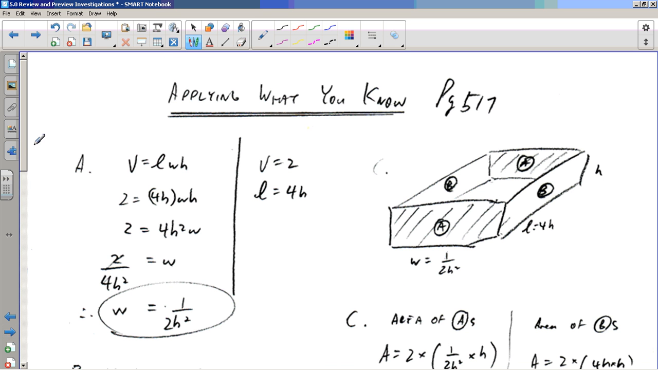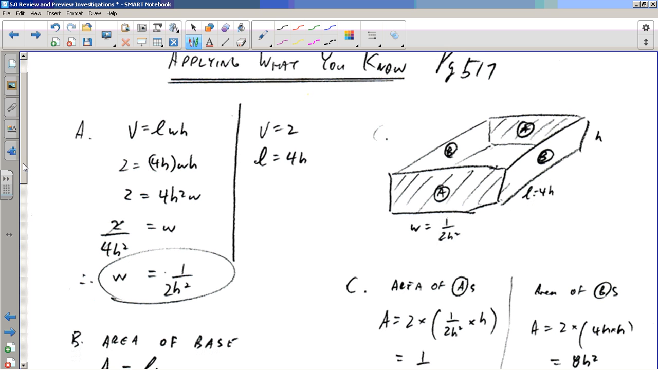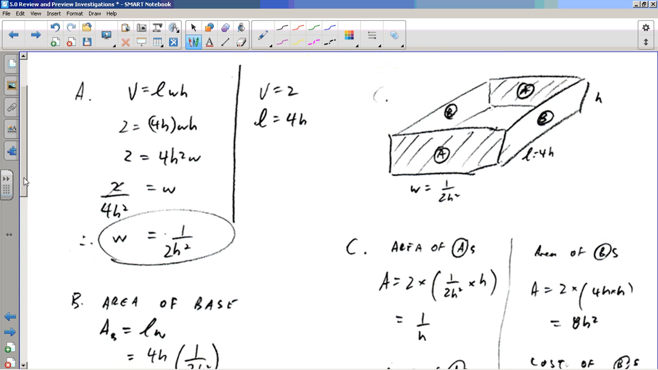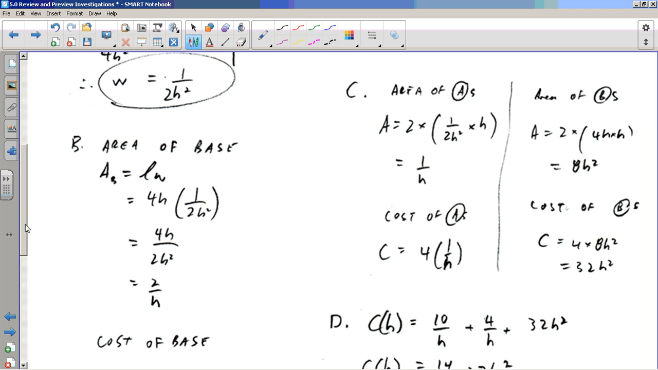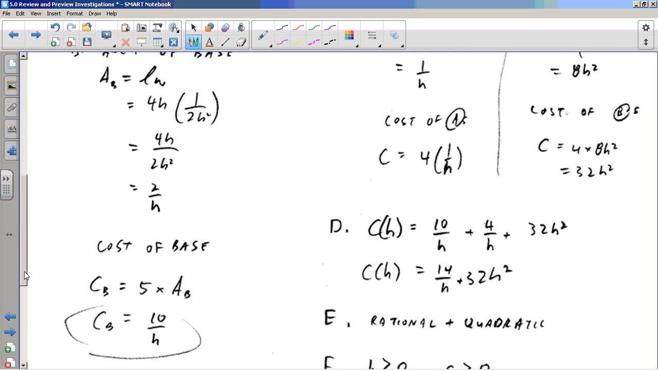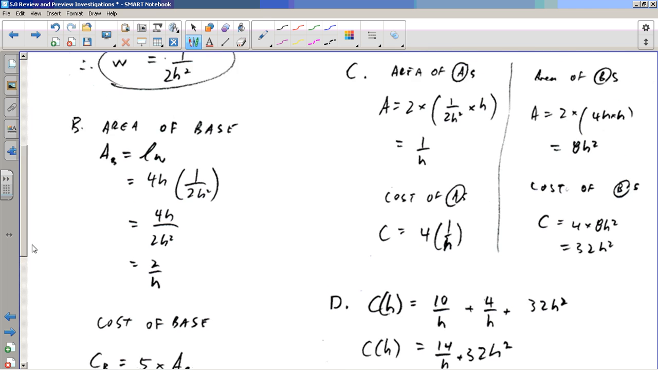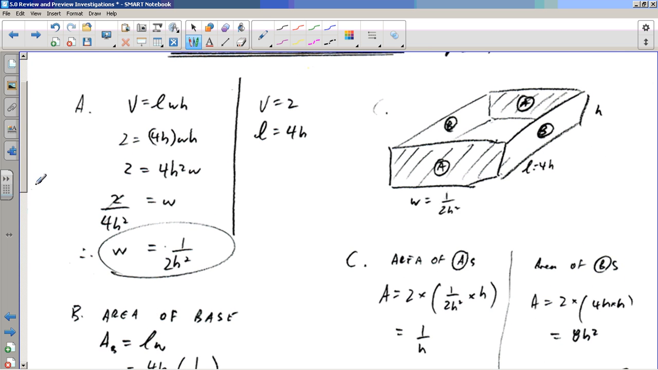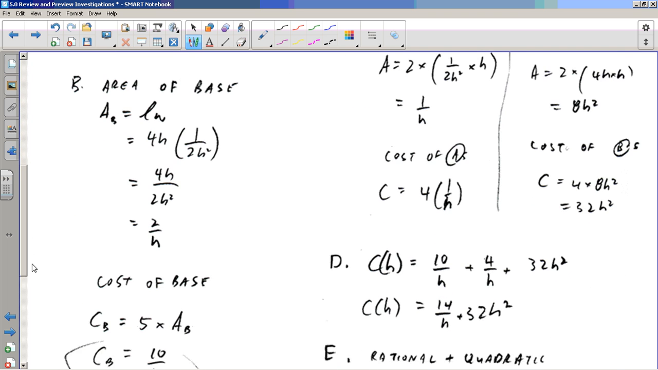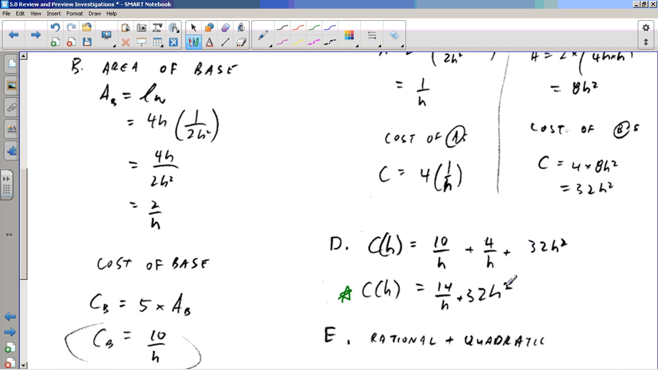Here's my version, where we build a box and the box is worth different values. So there's the volume. I get a formula for the width in terms of the height, because I know the volume has to be 2 meters. Then I have a formula for the area of the base, but then there's a cost factor involved, and hopefully you are able to get some of this. There's B. C is then calculating the cost of all the pieces, so that we can come up with a cost function overall. There's the cost function. And then it asks you some questions about your model.